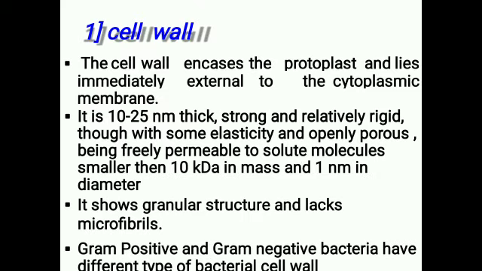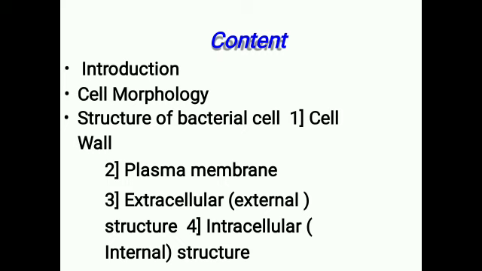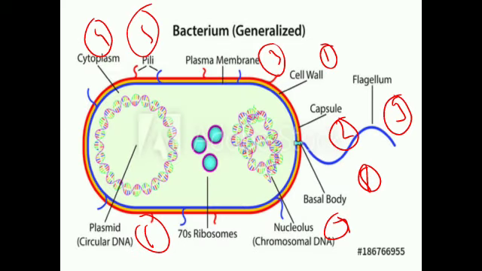Next one is the cell wall. The cell wall is present just outside the cytoplasmic membrane. Here the yellow color indicates the presence of the cell wall. So what is the function of the cell wall? The cell wall is responsible for giving the definite shape to the bacterial cell.